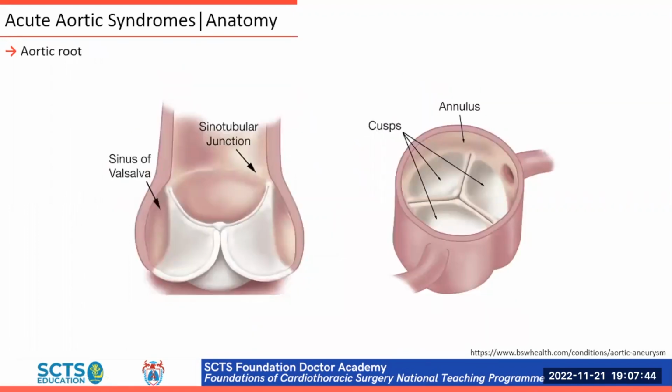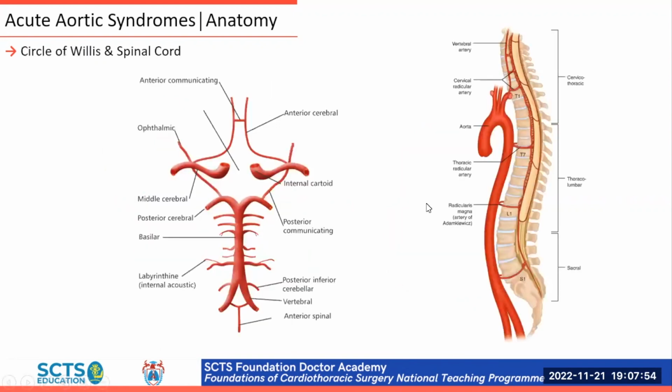This is the root and the first portion of the ascending aorta. Again, put your attention on the sinus of Valsalva and the origin of the coronary arteries. You will see here on the left the circle of Willis, and in particular the anterior spinal artery, which is very important because this is the first point of the vascularization of the spinal cord.